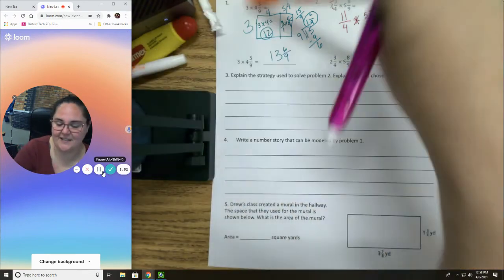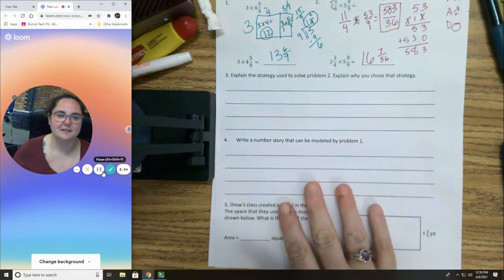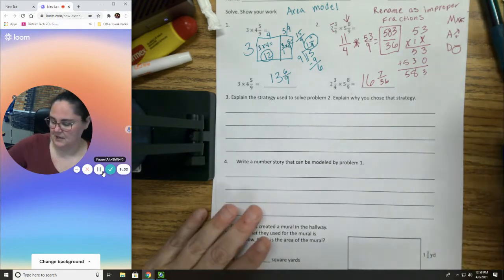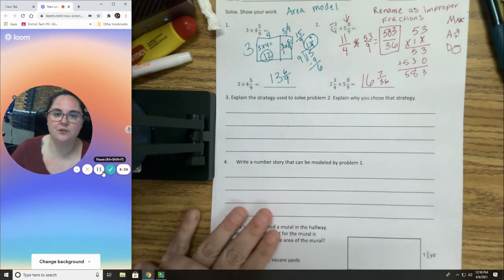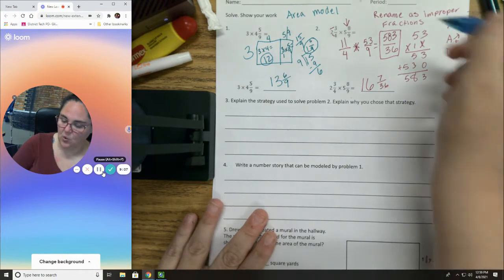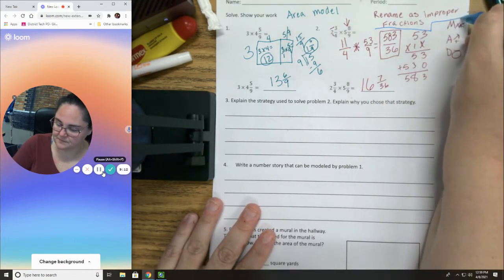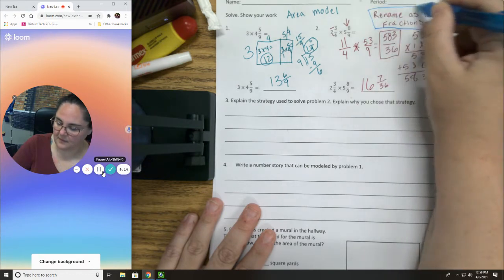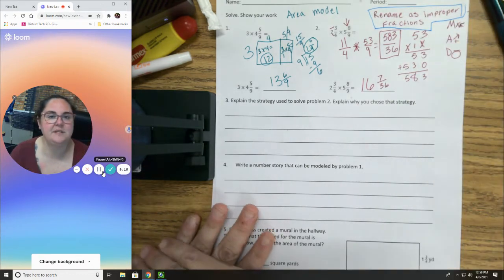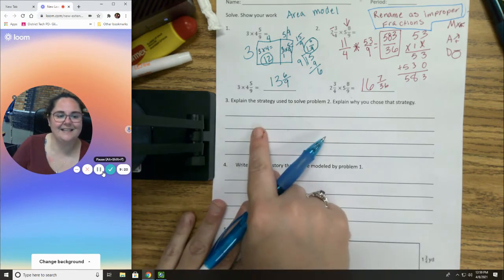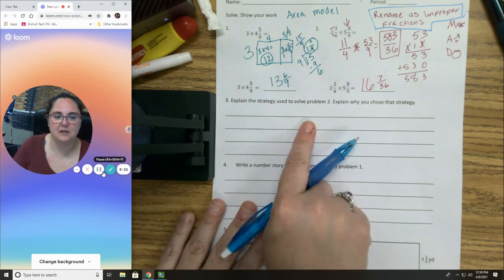Does that make sense how I did that question? Okay. Explain the strategy used to solve problem 2 and explain why you chose it. What strategy did I use for problem 2? I renamed as improper fractions. So the first thing it says, explain the strategy you used and why.